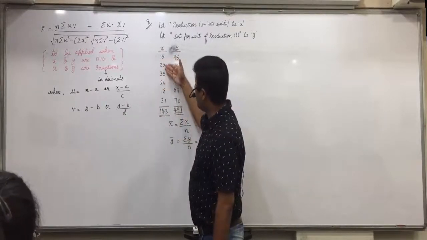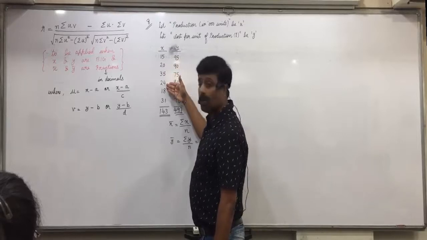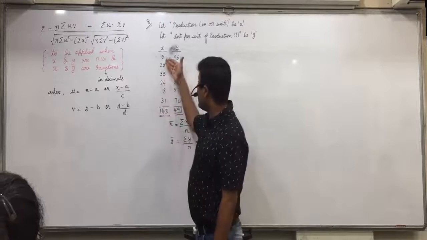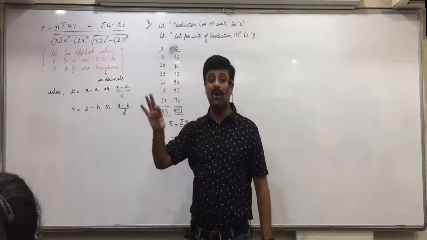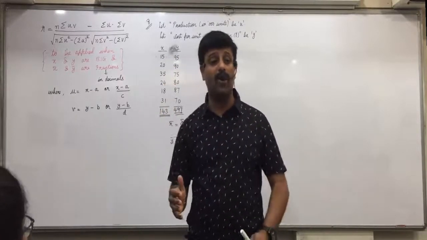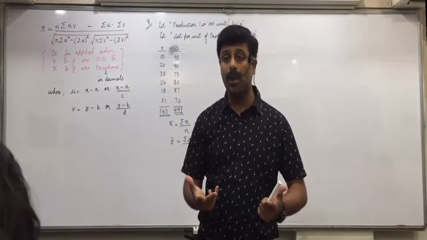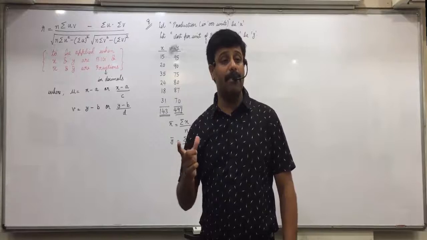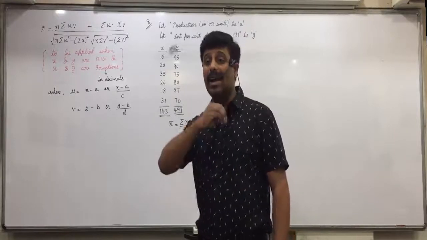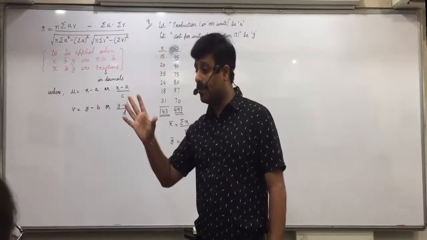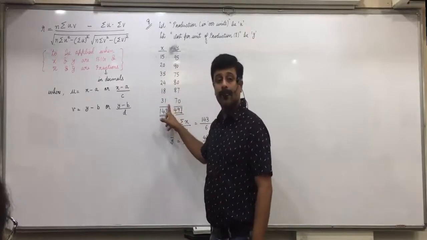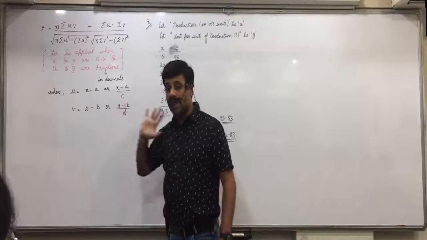Some are ending with 5, some with 4, some with 1, 8. Yes, if all were ending with, suppose, 8, 4, 0, 2, then you would have divided all of them by 2. If all of them were ending with 0 or 5, you would have divided them by 5. If all ending with 0, you would have divided by 10. But there is no such common factor in X.